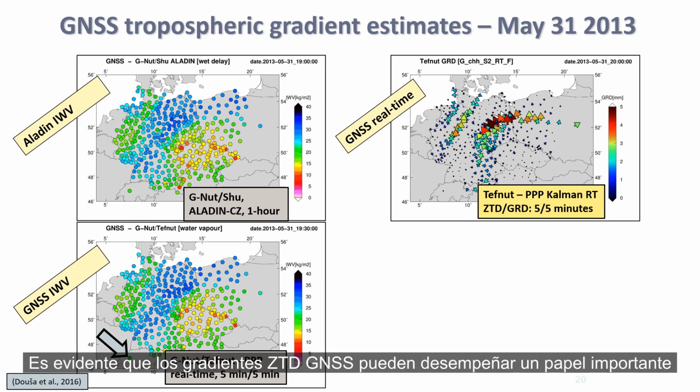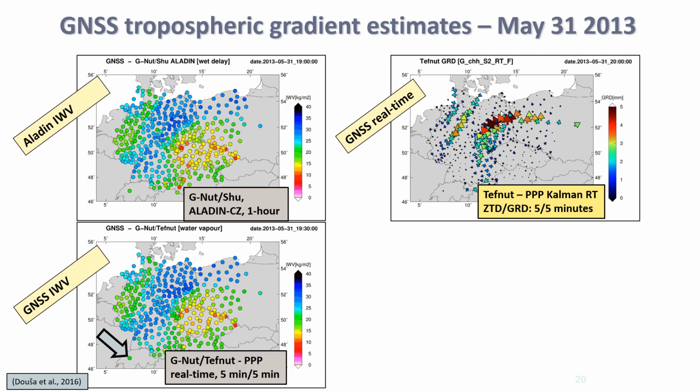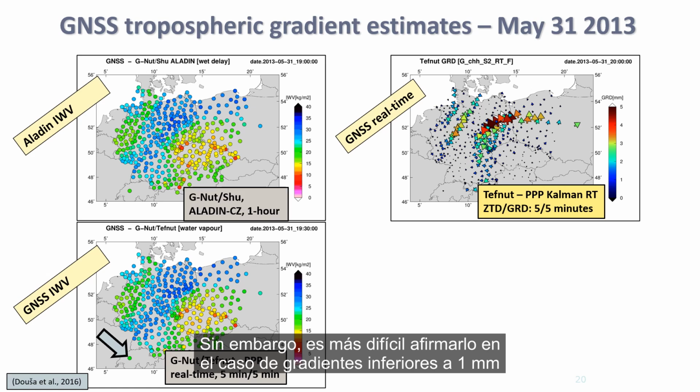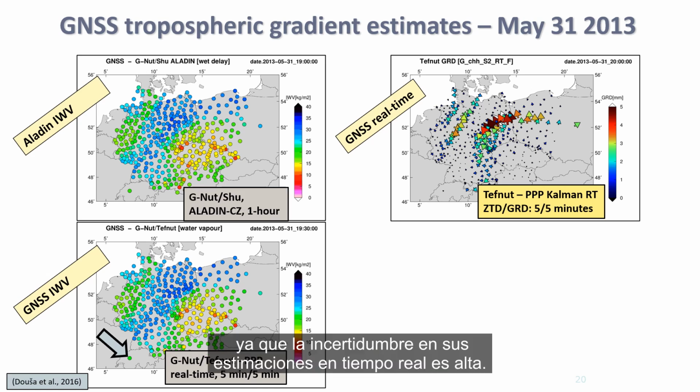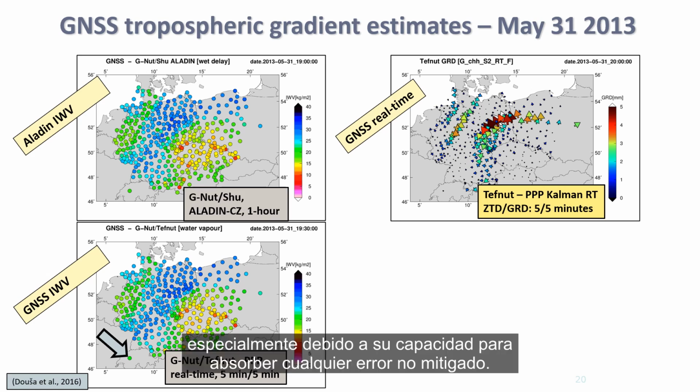It is obvious that GNSS-ZTD gradients can play a significant role in nowcasting. It is, however, more difficult to say it about the small gradients below 1 mm, since the uncertainty in their real-time estimates is high, particularly due to the capacity to absorb any unmitigated errors.